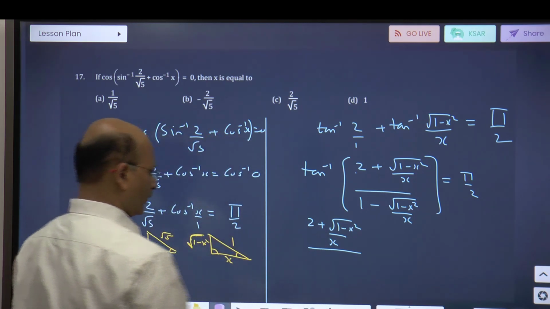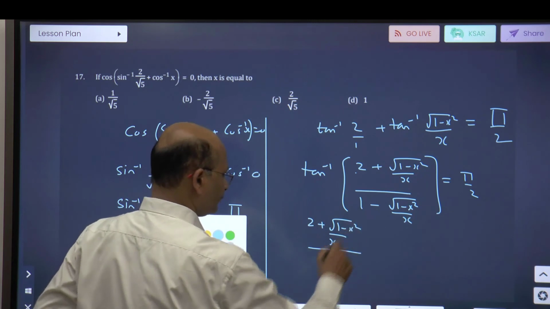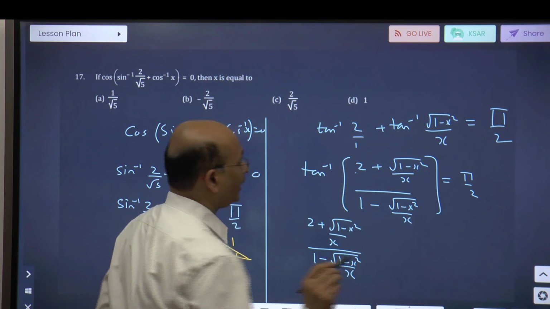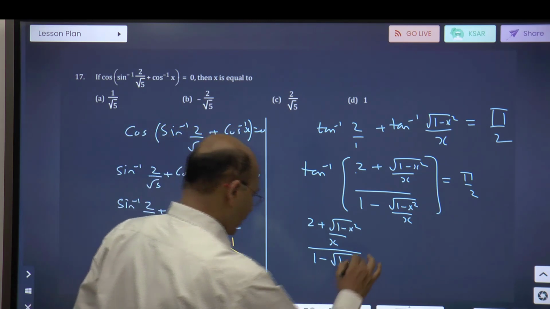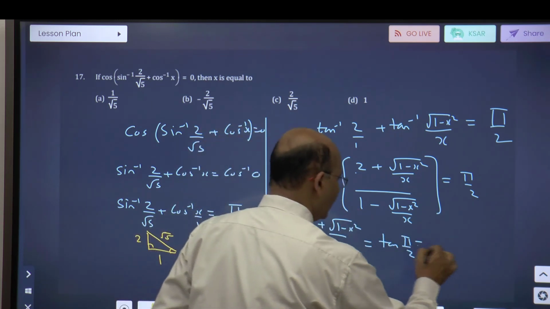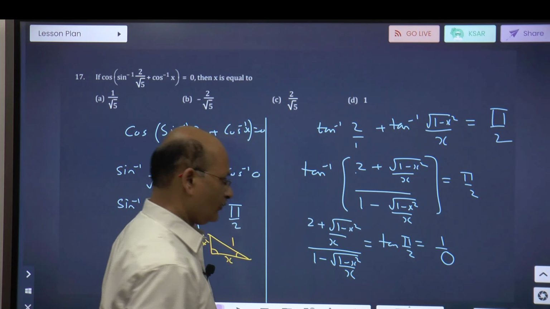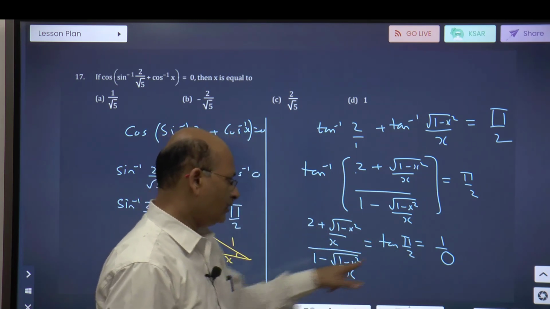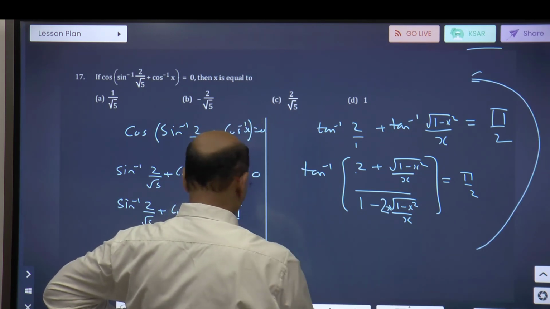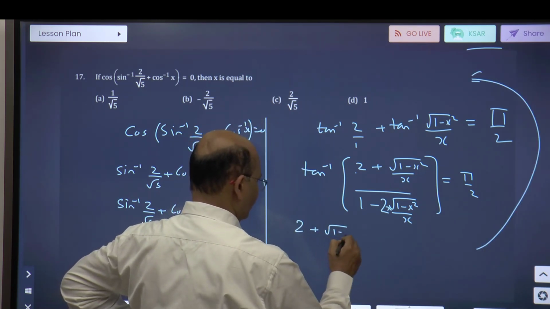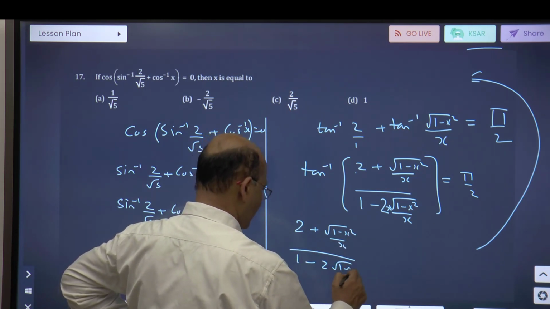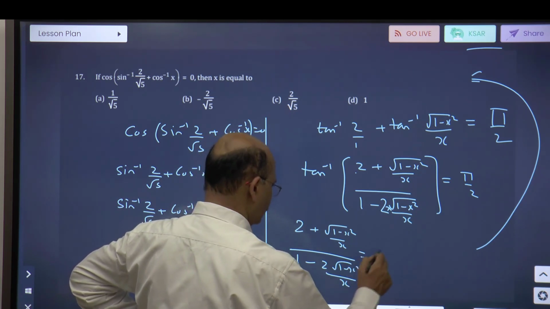I got it out. Okay, now the denominator I'm writing as it is: 1 minus root of 1 minus x square upon x. Okay, I have no issue. Is equal to tan 90. So tan 90 is what? Infinity. So 1 upon 0. If I cross multiply, 0 into this is 0, this will go with this. So eventually what is going to happen? Sometimes something troubles you, you will never come out of it. 1 minus x square upon x upon, this will be 1 minus 2 root 1 minus x square upon x equals to 1 upon 0.